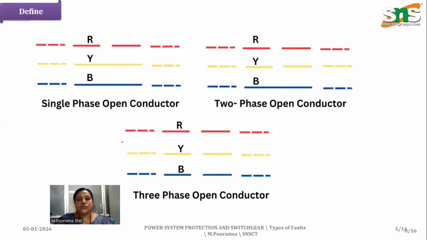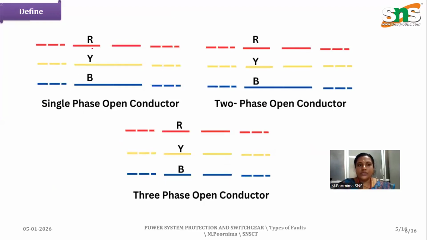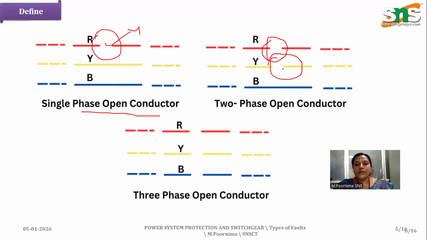Here we have the one conductor open circuit fault, the single phase open conductor fault, where only one phase is open circuited and the fault occurs. And this is the two-phase open conductor fault, where two phases are opened and because of that the fault occurs. Here the three phases are also opened, and all three phases are in a fault condition. This is what an open circuit fault is.